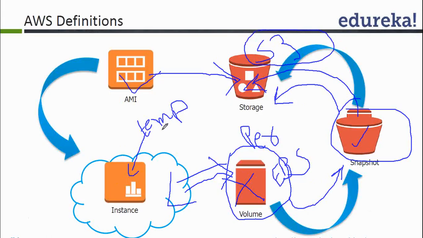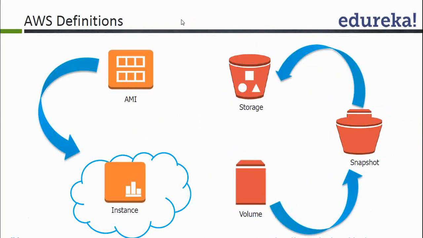AMI is a pre-configured bundle software. When it's launched, it will result in an instance. If you want to make the data of the instance persistent, you use the volume. When you want to take the backup of the volume, you use the snapshot. That snapshot would always be stored inside the storage, and even AMI's data is always stored inside the storage. Right? So this is how the cycle completes. Clear?